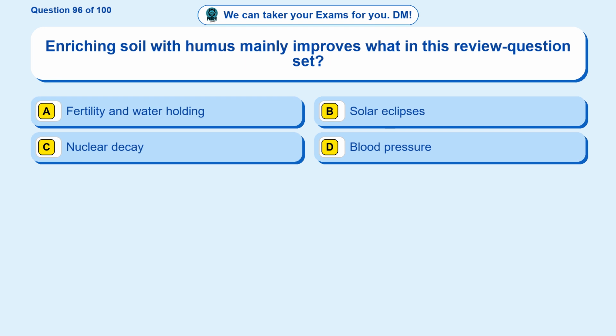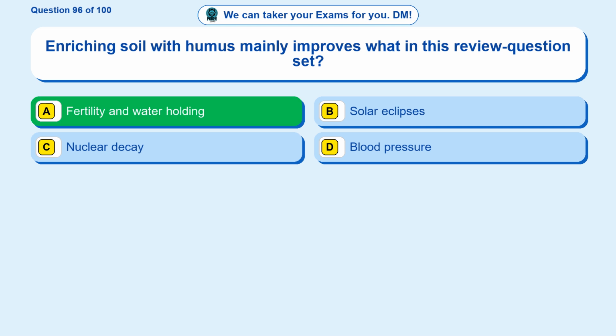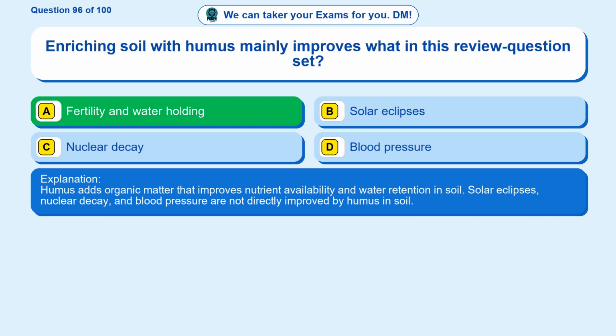Question 96. Enriching soil with humus mainly improves what in this review question set? Option A, fertility and water holding. Option B, solar eclipses. Option C, nuclear decay. Option D, blood pressure. The correct answer is option A. Fertility and water holding. Humus adds organic matter that improves nutrient availability and water retention in soil. Solar eclipses, nuclear decay, and blood pressure are not directly improved by humus in soil.